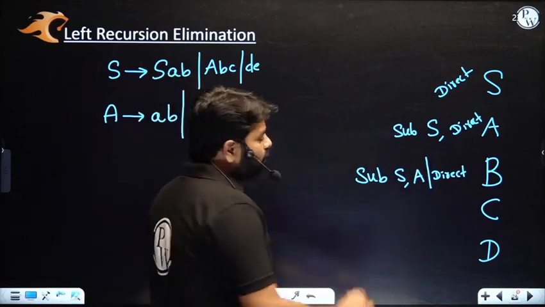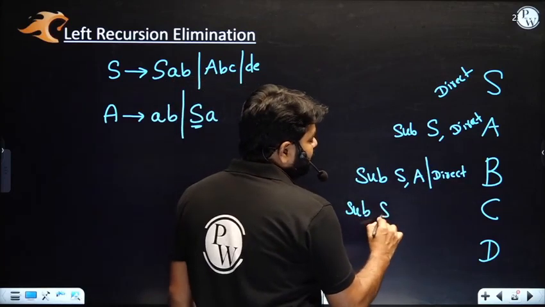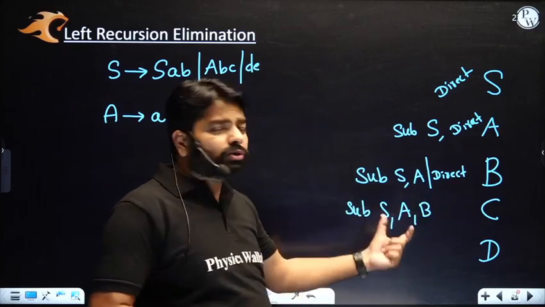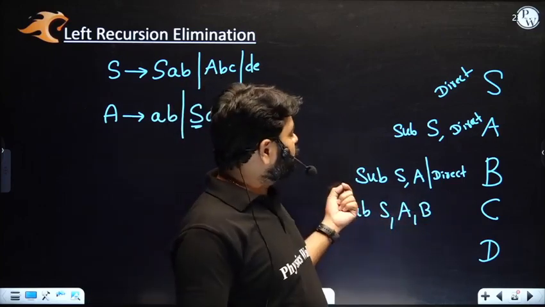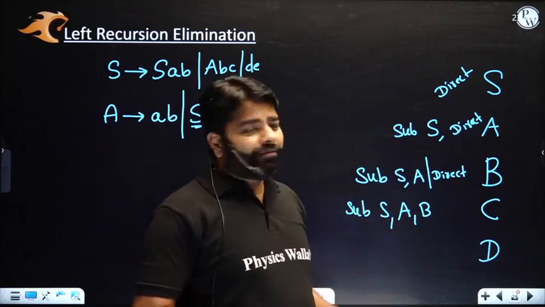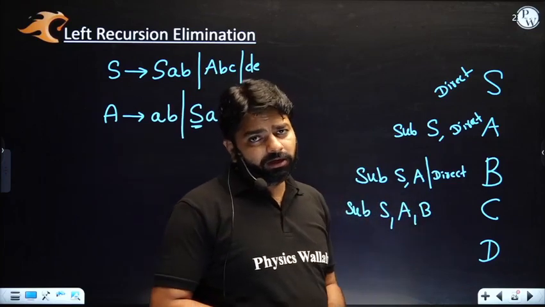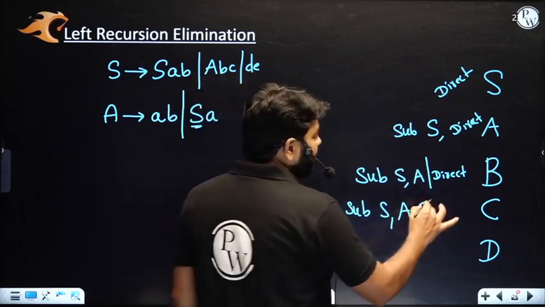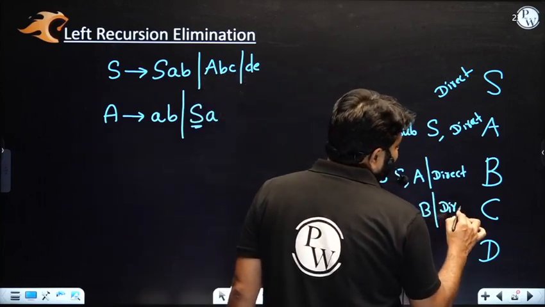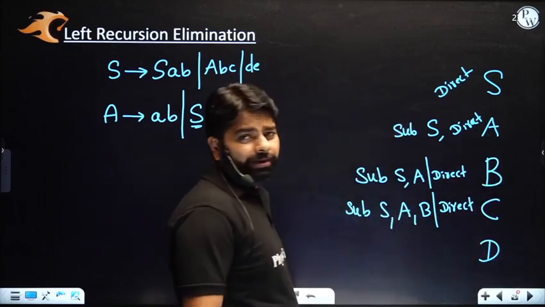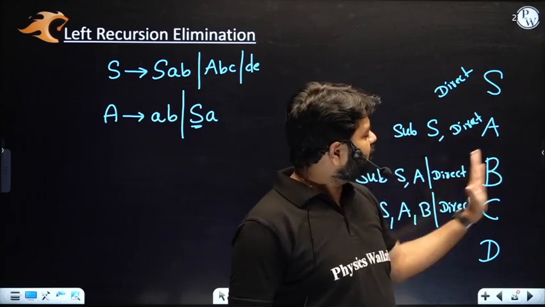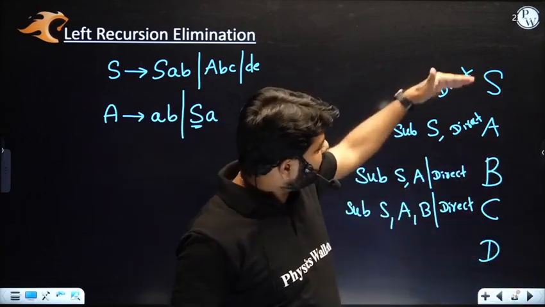In C, you need to substitute S if required, A if required, B if required, but they might be substituted more than once. When you substitute S, you may get A. When you substitute A, you may get a B. So it could be possible that there are many recursive substitutions. At the end, you apply direct left recursion elimination. Okay. Then when you have D productions, S productions, A productions, B, C, D, you are applying step by step.